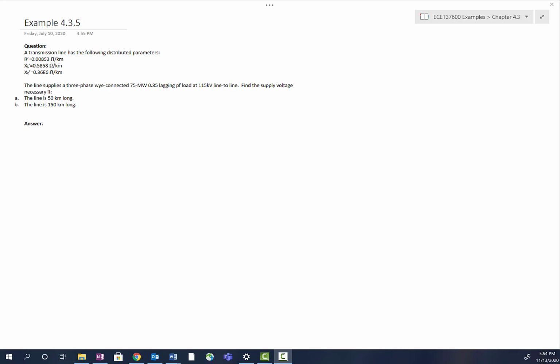and the cutoff there is 60 kilometers. Less than 60 kilometers, we call that a short line, and we can use a very simple series impedance model. Less than 240 kilometers, so greater than 60 and less than 240, we call that a medium line. That model, there's a couple.